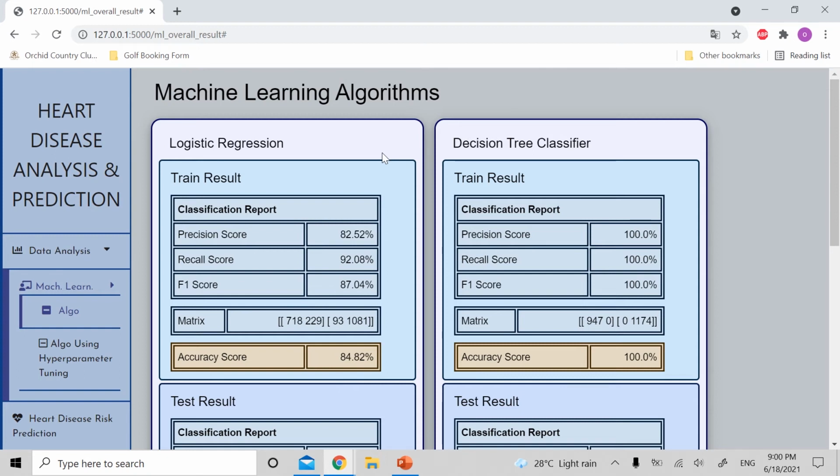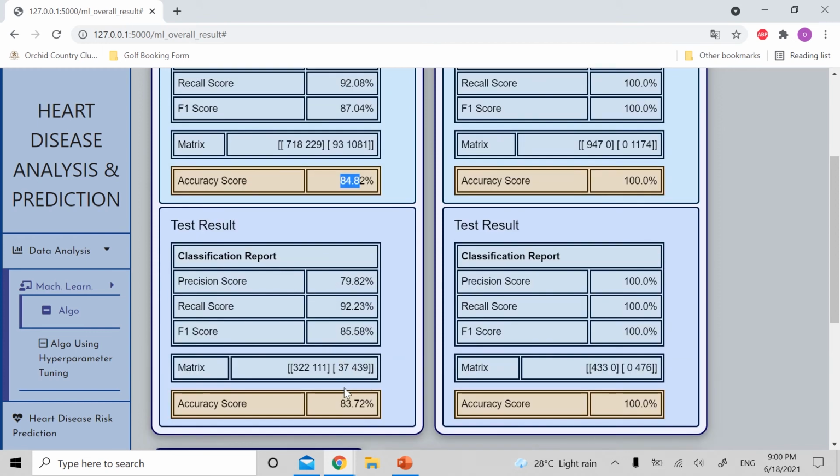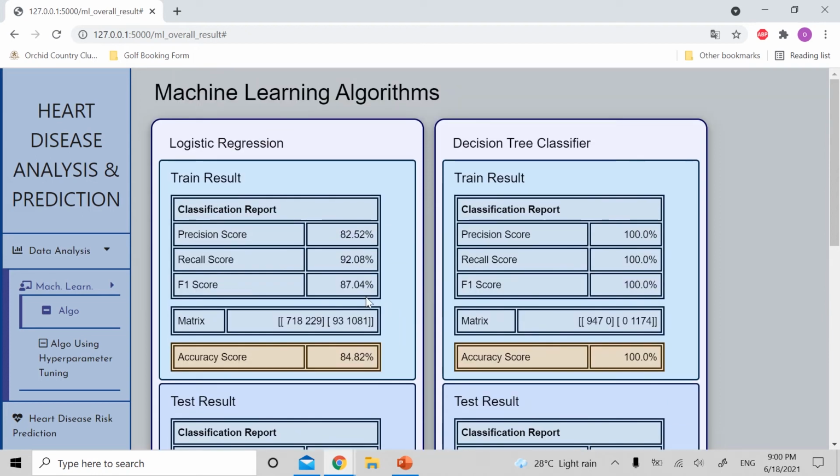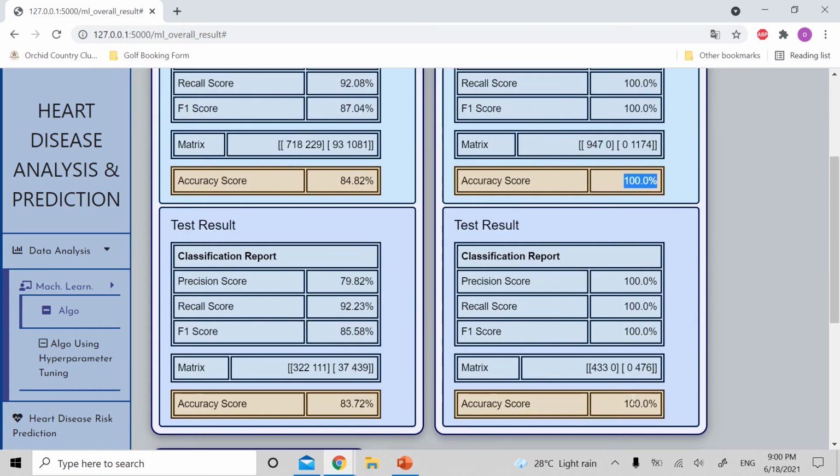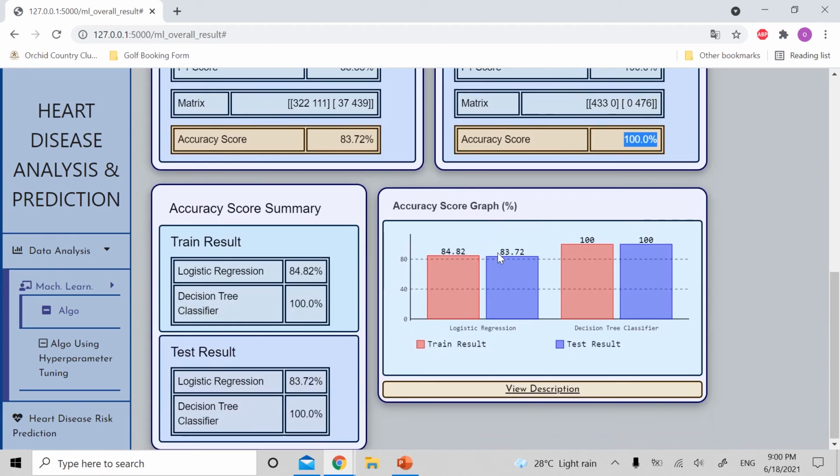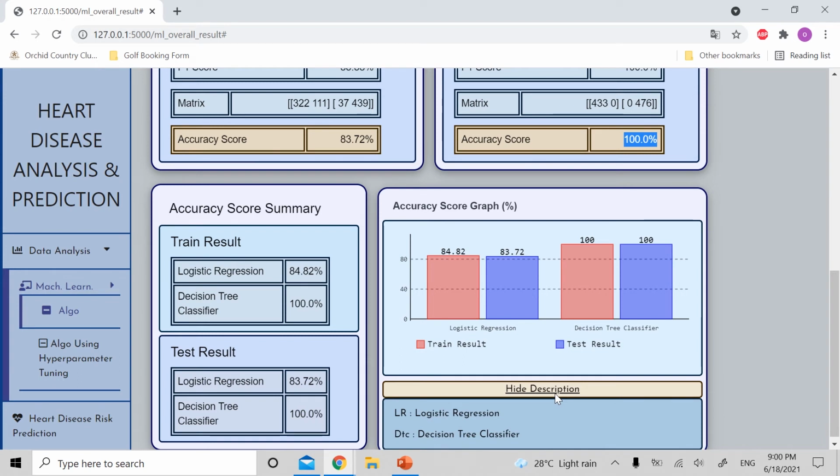We are looking at the logistic regression. We can see that the training result for the accuracy score is about 84%, almost 85%. For the test result, it is almost 84%. So it should be correct, and it is qualified to use for prediction purposes. For the decision tree, as you can see, it's about 100% for the training result and 100% for the test result. So we can conclude that both algorithms are qualified to build a model for prediction purposes.